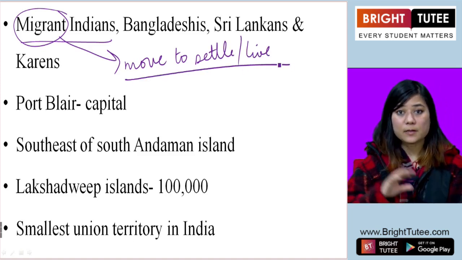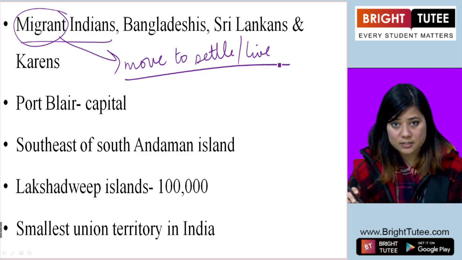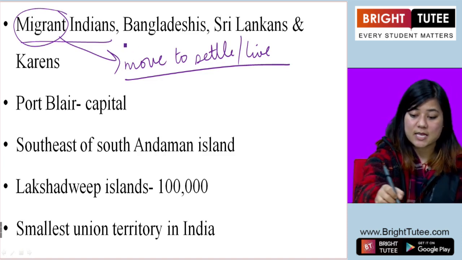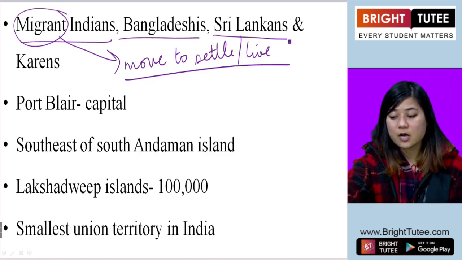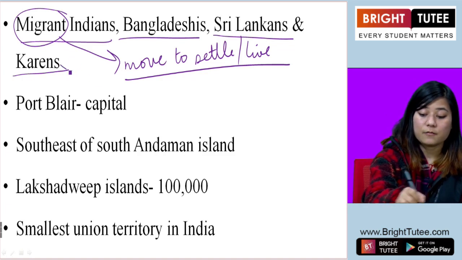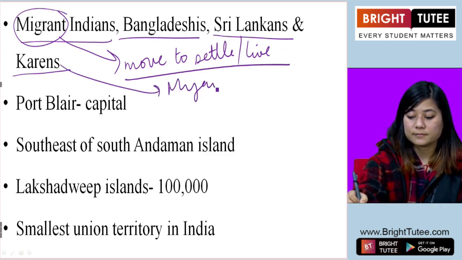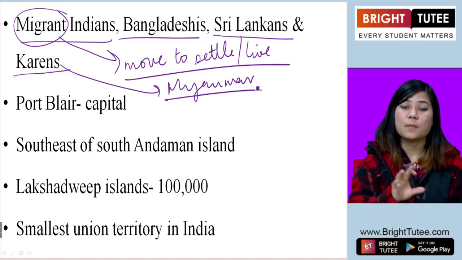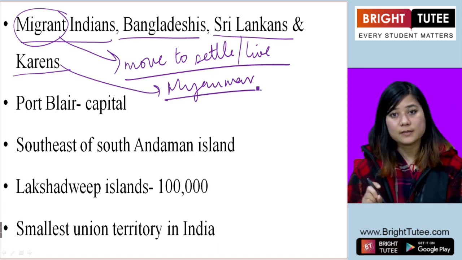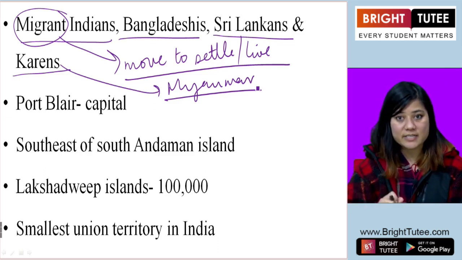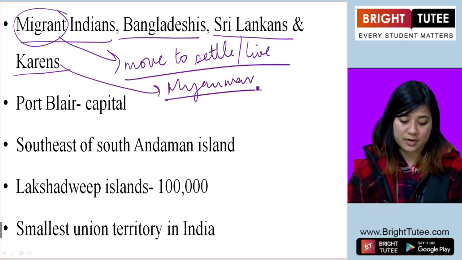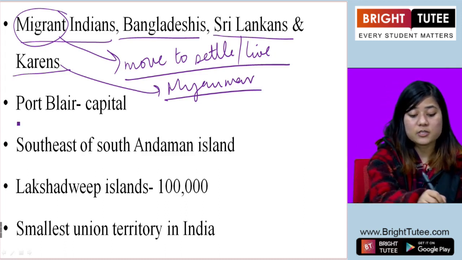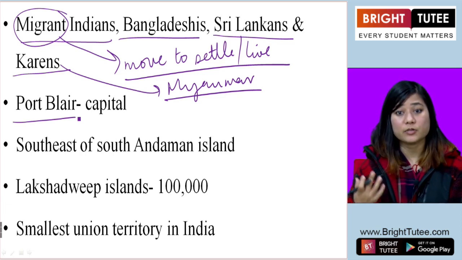Okay, so the inhabitants who live in the Andaman and Nicobar Islands are migrant Indians, Bangladeshis, Sri Lankans, and Karens from Myanmar. All the peoples from the countries around the Andaman and Nicobar Islands have migrated to the islands and lived there. The capital of the Andaman and Nicobar Islands is called Port Blair, a very important city.